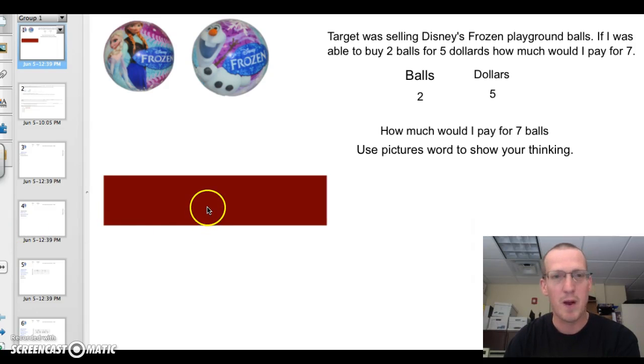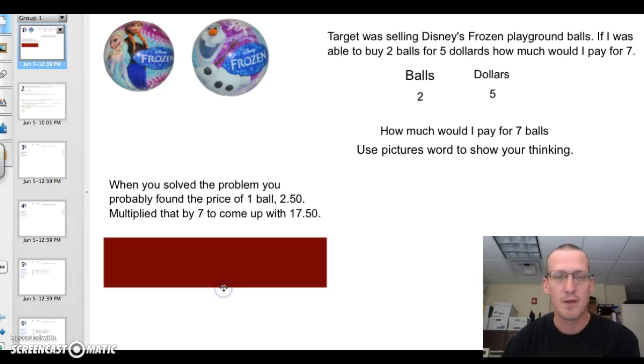Now that you solved that problem, one of the ways that you might possibly have finished it, you came up with a unit rate. What you found is the price of 1 ball, which is $2.50, and you multiplied that by 7, and you came up with $17.50. And you could have had multiple different ways of practicing that and going back and forth. What we're going to do today is we're going to outline all of the Minnesota standards. We're going to talk a little bit about each piece.